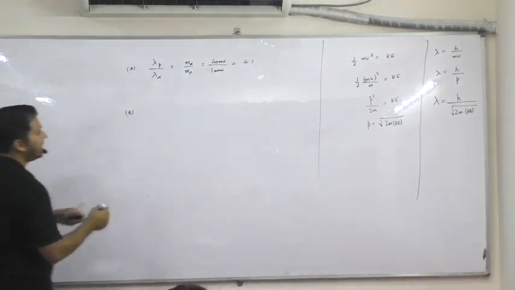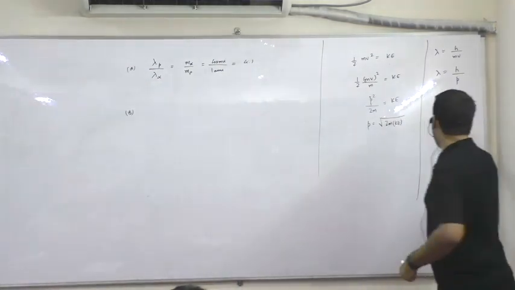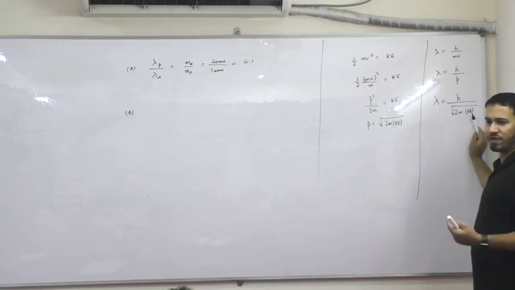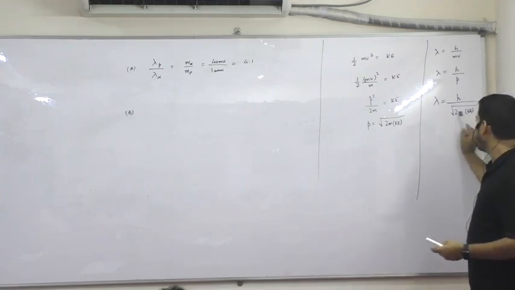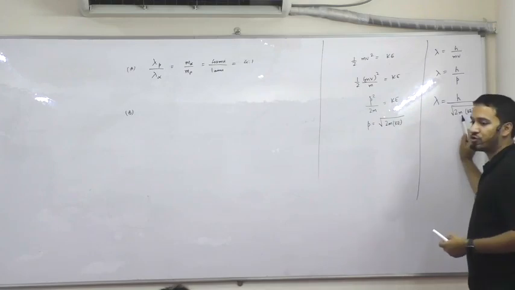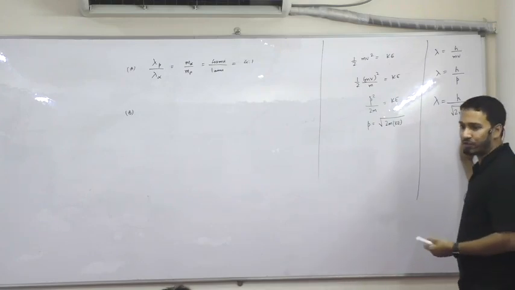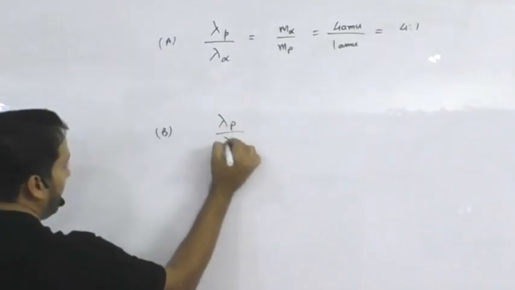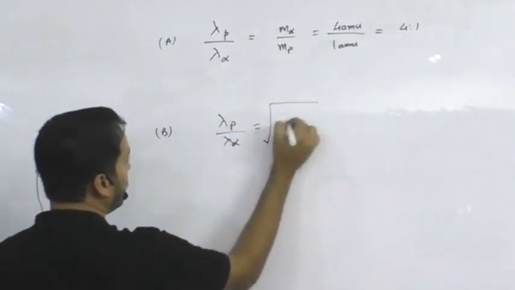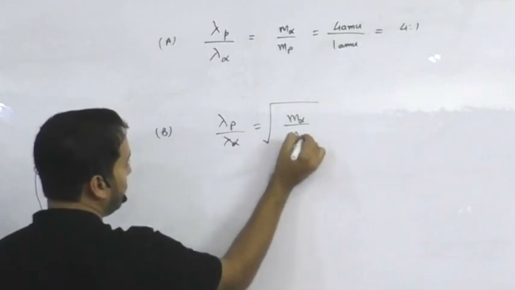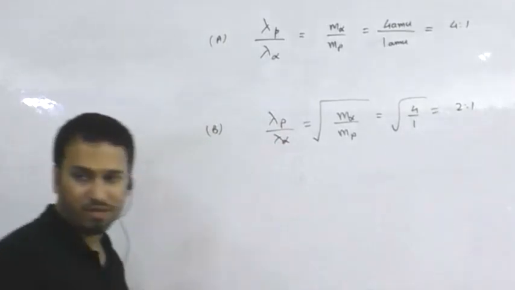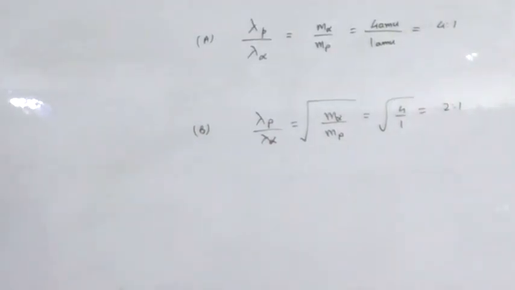2:1, right? If kinetic energy is same, then what is wavelength dependent only on? Square root of mass. Because h, 2, KE are all constant. Why would we write the whole formula again and again? Lambda is inversely proportional to square root of mass, because kinetic energy is same. So lambda of proton upon lambda of alpha particle will be square root of mass of alpha upon mass of proton, which is square root 4/1. So this is 2:1. That's all. Part C.